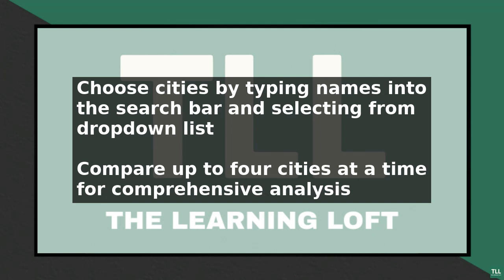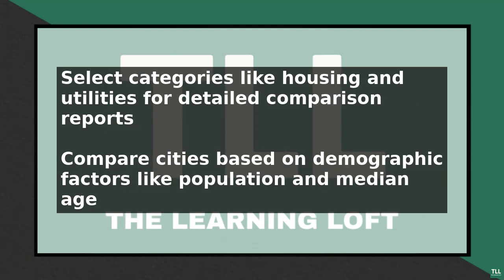The report will provide a detailed breakdown of each city's statistics, allowing you to easily compare and contrast the different cities. To further refine your comparison, use the filtering options to narrow down the data. For example, you can filter by specific demographic factors, such as age or income level, to see how different cities stack up for different groups of people.